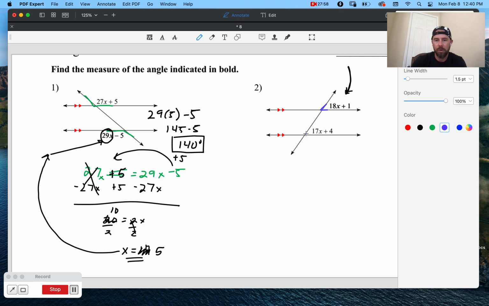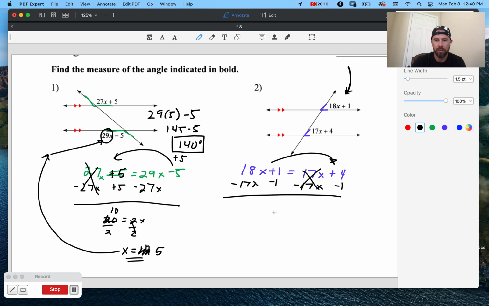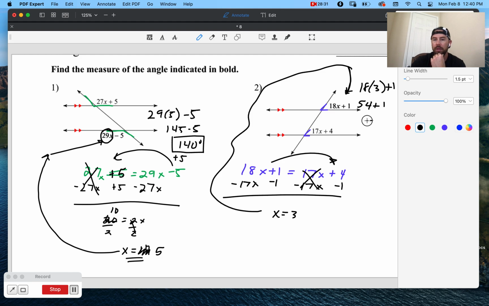So it looks to me like they're equal. Small and small. I'm going to set them equal to each other. 18x plus 1 equals 17x plus 4. I'm going to subtract the smaller variable. I'm going to get this guy over here, minus 1, minus 1. Looks to me like I have x equals 3. So I got to plug that guy all the way up in here into the bold angle. So I have 18 times 3 plus 1. I think it's 54 plus 1 equals 55 degrees.